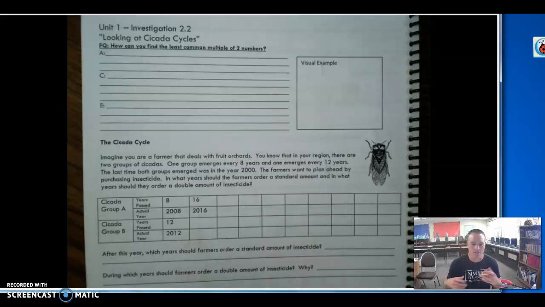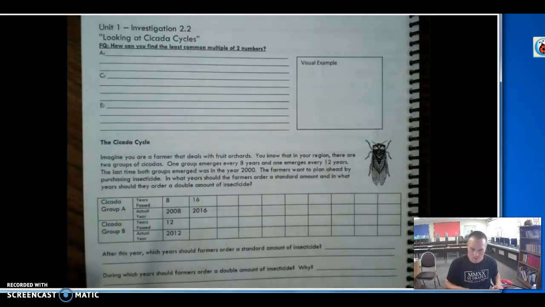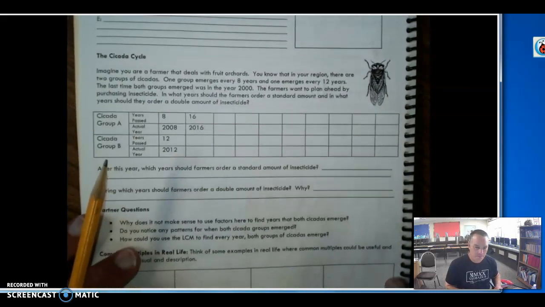So cicadas emerge at certain years. So the big question is, how can you use the least common multiple to predict things and to figure out answers? How can you use the least common multiple of two numbers? So two numbers is what we're looking at. 2-2, cicada cycles. Let's go.